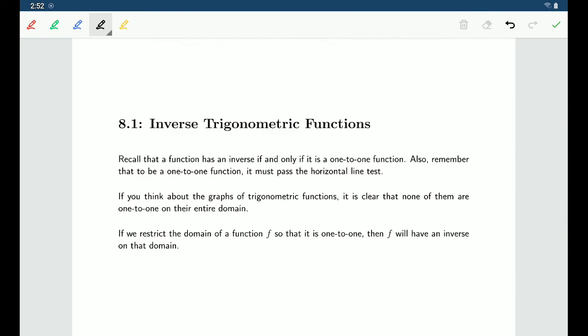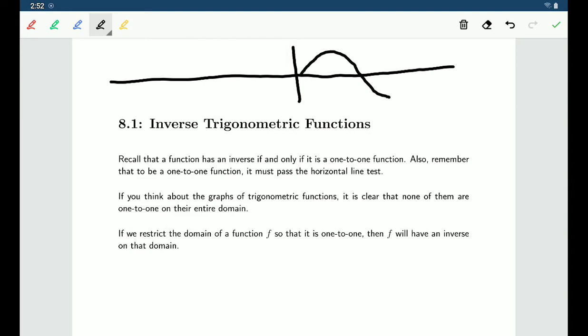Now, the problem is, of course, because all of our trig functions are periodic, that means that they use every y value more than once. The sine function, for example, even in just one cycle, goes through the same y values twice. It passes through those y values twice.